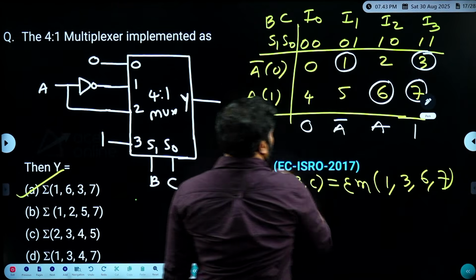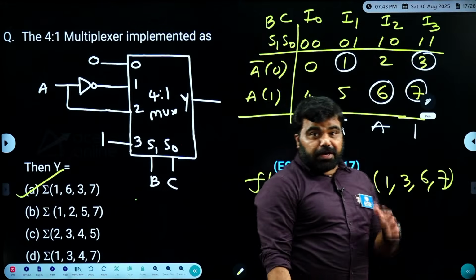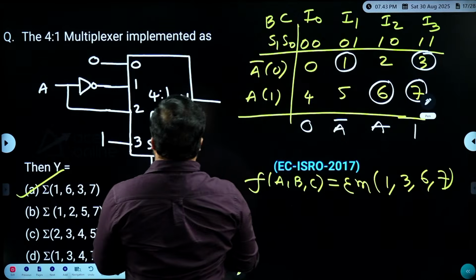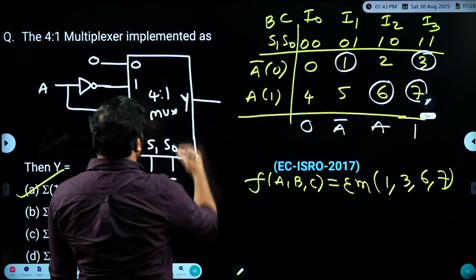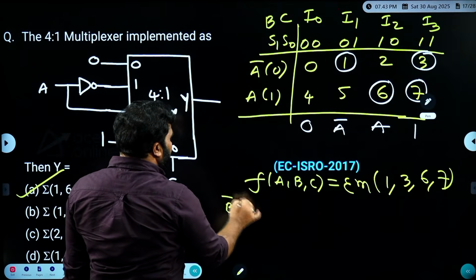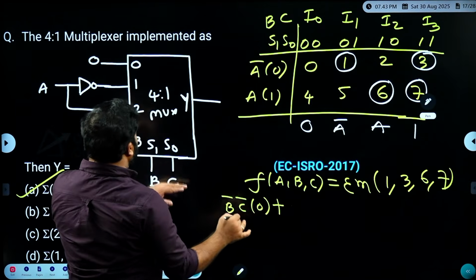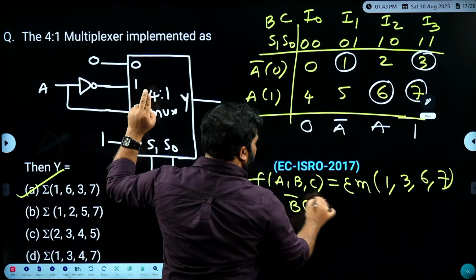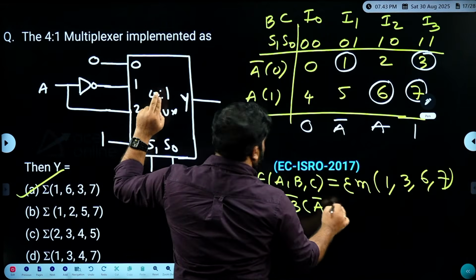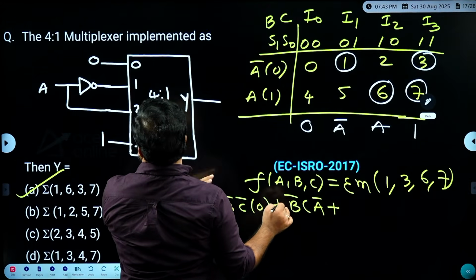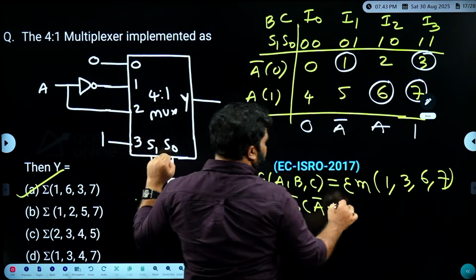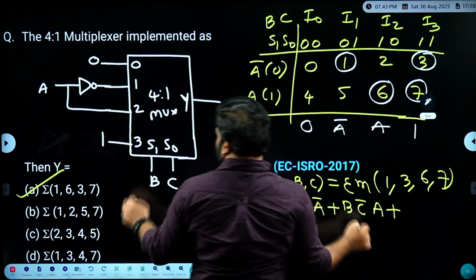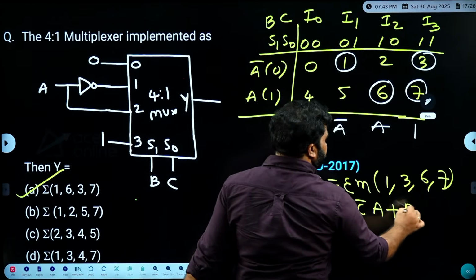Once again, this is one way of analyzing the given function when a multiplexer circuit is given. Another way is to write the expression here: S1 bar, S0 bar, I0 means B bar, C bar and with 0, plus S1 bar, S0 into I1, so B bar C and with A bar. Now plus B C bar, because S1, S0 bar into I2 is nothing but B C bar, here it is A, then plus B C and with 1, so it is B C.